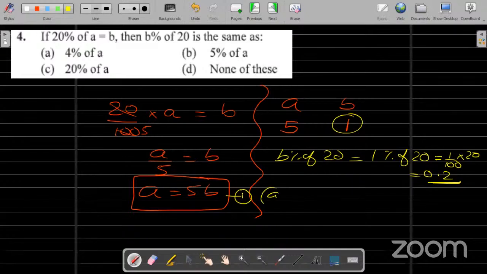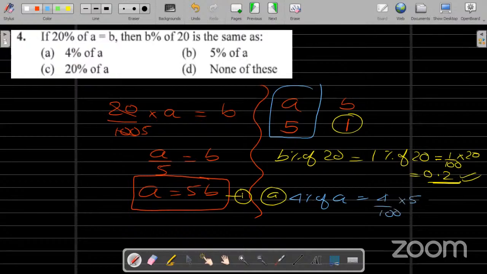Take option A, 4% of A. If option A is correct, then 4% of A should be equal to 0.2. If 4% of A is giving me a different value, then it could be the next option. So I'm thinking of first option, 4% of A. How much is the value of A? 5. 4 by 100 into 5. So 4 into 5, 20 by 100. That is equal to 0.2 again. So 4% of A I am getting as 0.2. So the answer will be option A.